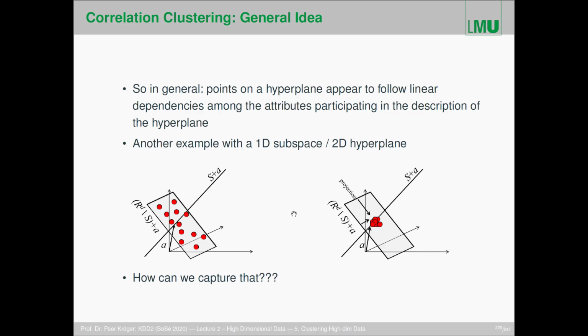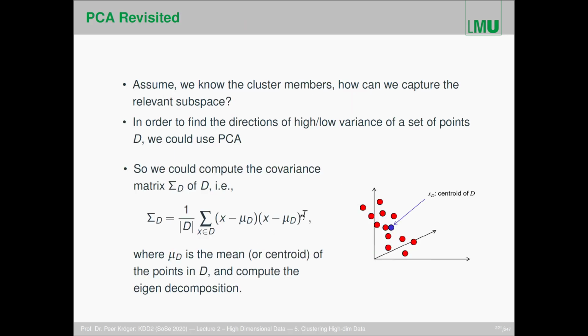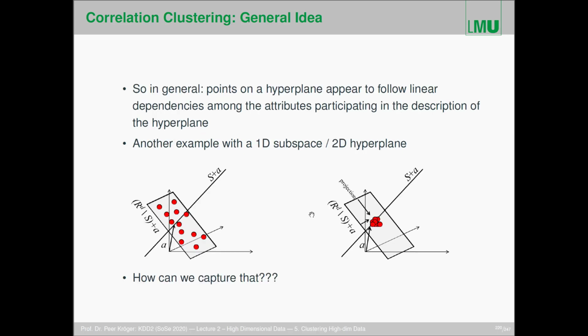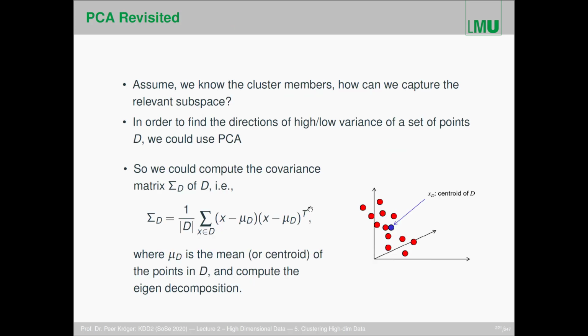If we take a step back, we have some high variance directions and some low variance directions. The low variance directions obviously span the relevant subspace, and the high variance directions obviously span the non-interesting subspace, which is perpendicular to the relevant subspace. That somehow sounds like PCA, right? And actually PCA can be extremely valuable to capture that.